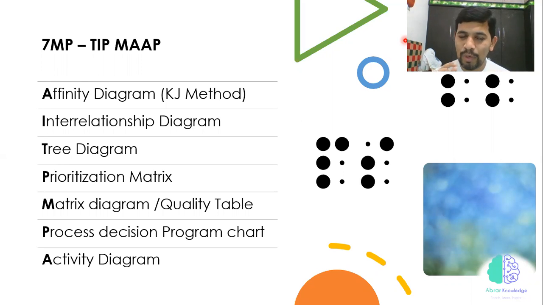Let me quickly read it out one more time. T stands for tree diagram. I stands for interrelationship diagram. P relates to the prioritization matrix. M relates to the matrix diagram, which is also called the quality table. One A refers to the affinity diagram, another A refers to the activity network diagram, and the last one is the process decision program chart.